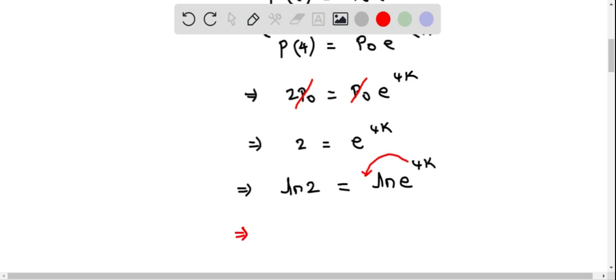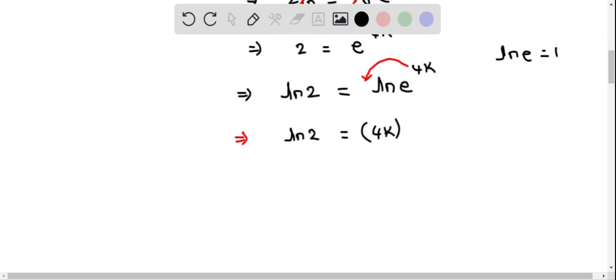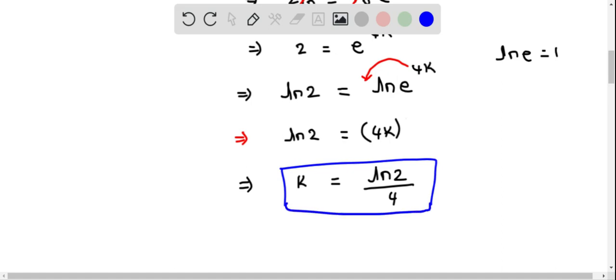So I can rewrite this equation as natural logarithm of 2 equals 4k times natural logarithm of e. Remember that natural logarithm of e equals 1. And this means I can replace this with 1. So 4k times 1 is 4k. So I'm going to remove this from the equation. We now have only natural logarithm of 2 equals 4k. So we solve for k by dividing both sides by 4. So we get k equals natural logarithm of 2 over 4. This is the expression for k.